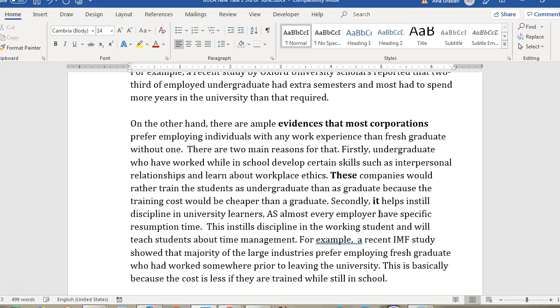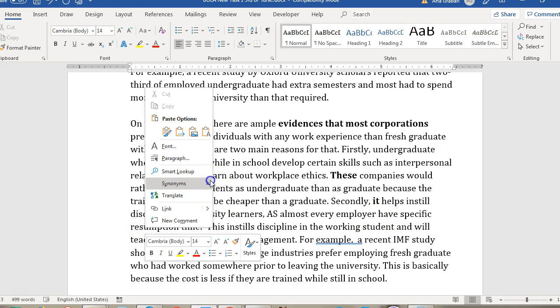Please, when you finish writing your text, always find at least 5 minutes to go over it and revise and ask yourself, are my singular and plural nouns okay, have I used them fine? So just make sure you do this because you can save yourself at least half a point in a band score. Almost every employer has specific resumption time.